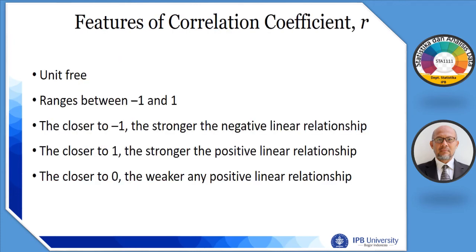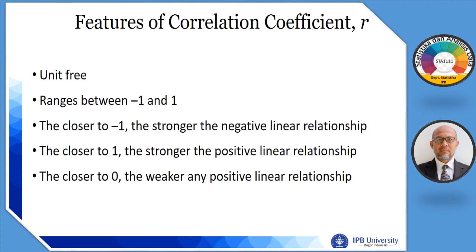So what about the features of the Pearson correlation coefficient R? The first one is that it is unit free. That means there is no unit of the correlation. And then the range of the correlation, as with Spearman, is between -1 and 1. The minimum is -1, the maximum is 1, as well as the Spearman correlation.